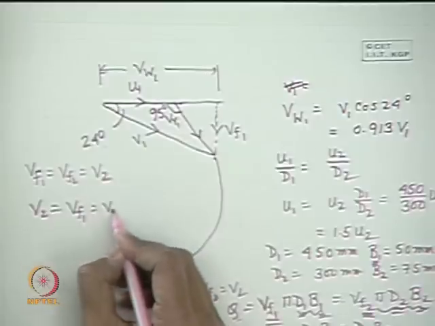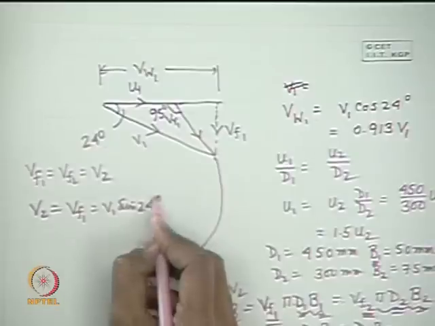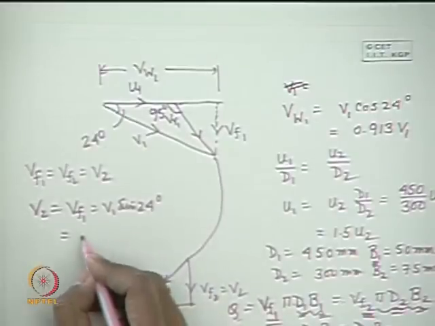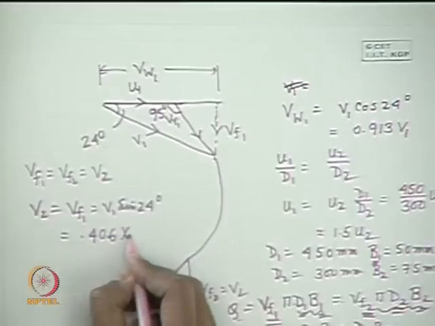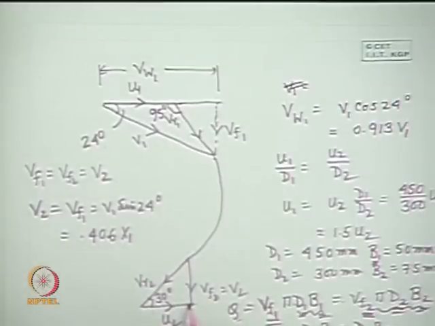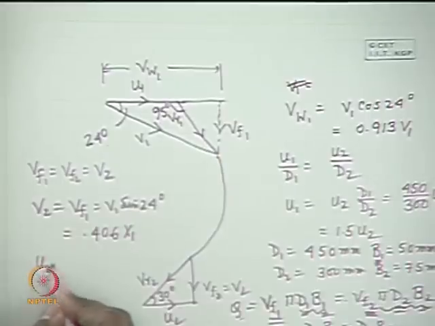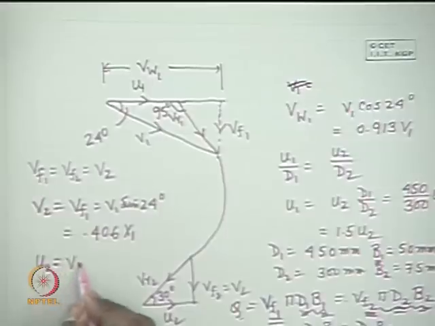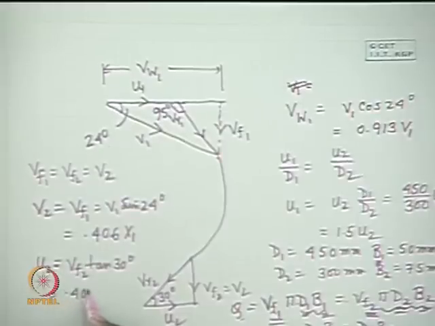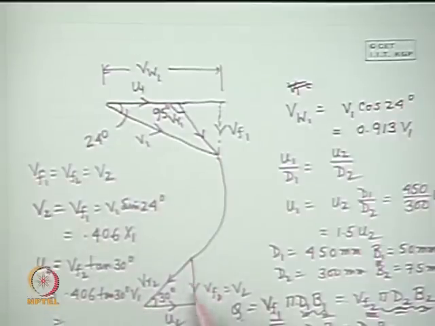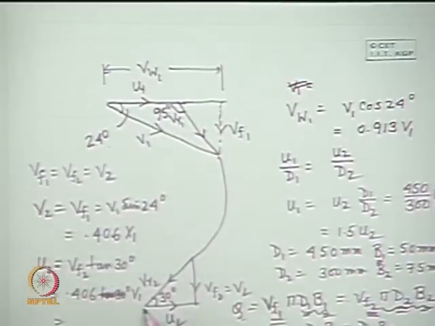Here you see V1 sin 24. Then what is that? V1 sin 24 is 0.4061 V1. So therefore, we can find out U2 from here. U2 is what? That is VF2 cot 30, and VF2 is 0.406 V1. Cot 30, or rather, you are correct, perpendicular by base. So U2 is base by perpendicular, cot 30. Okay, all the same, cot 30.